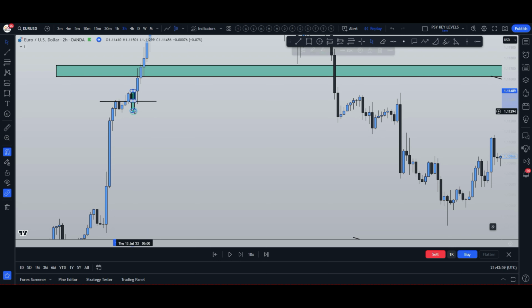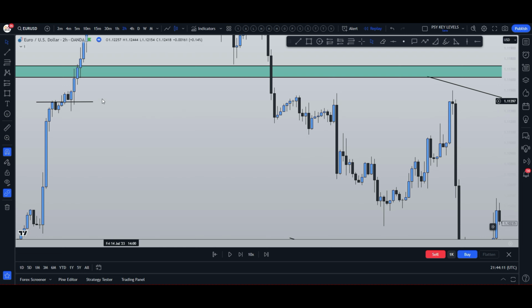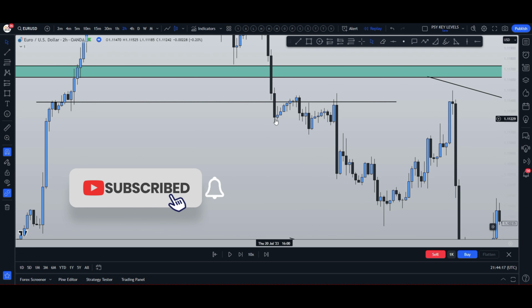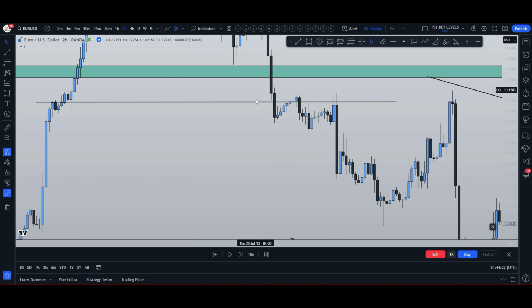Price came down. Really, why did it come down? Just to create this wick. Then price went back up and closed above. That's your buy signal. Then boom. Now down here, if I mark this line, price broke through and closed below. So now we're in a downtrend.